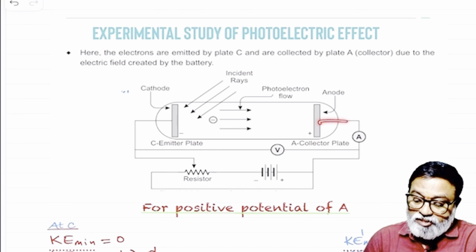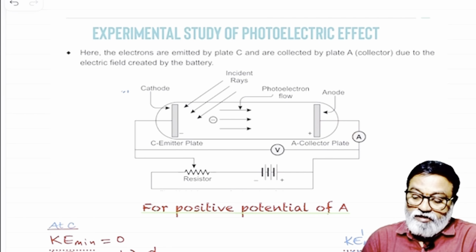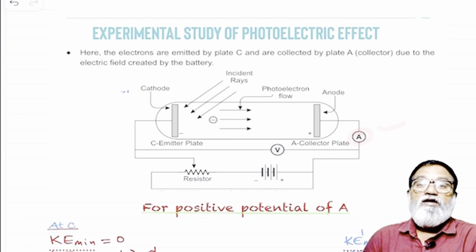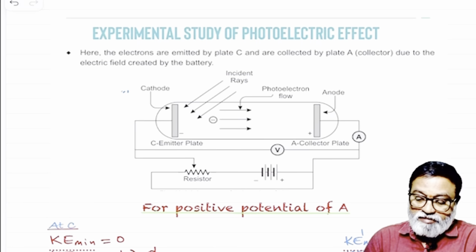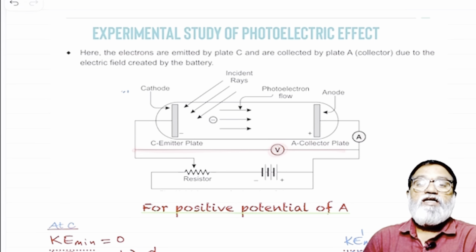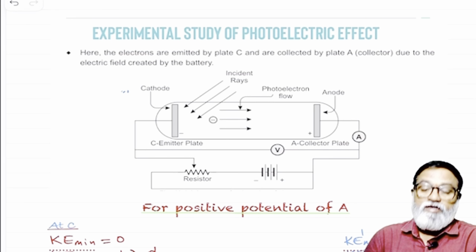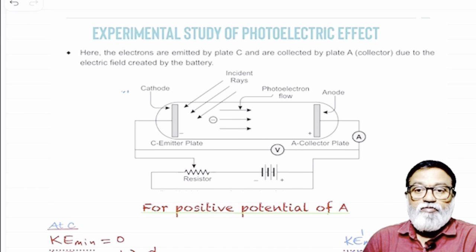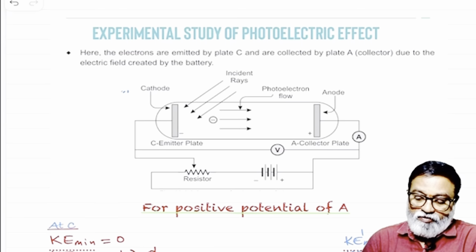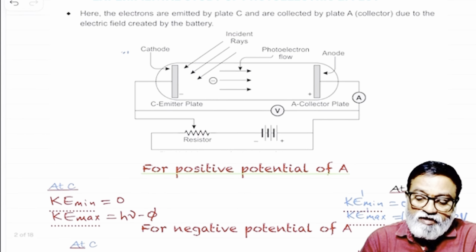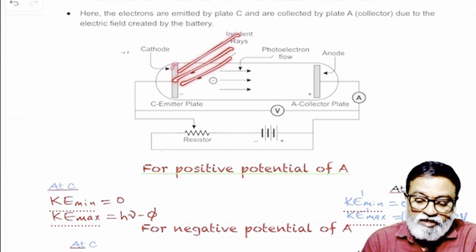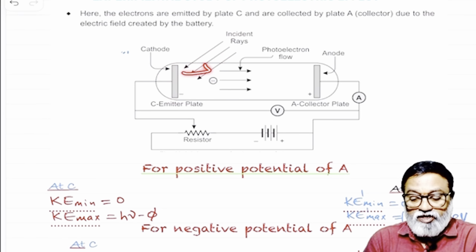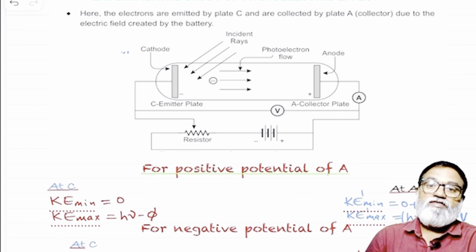See, here this is connected to the positive plate. Here is an ammeter. It will measure the photoelectric current. Here is the voltmeter. This will measure the potential difference between cathode and anode. Using this resistor, we can increase or decrease the potential between cathode and anode. Whenever the incident light falls on this cathode, electrons are ejected from this metal surface.